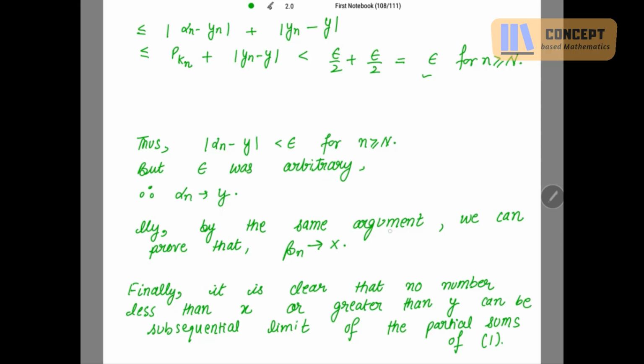Similarly, by the same argument, we can prove that beta n is tending to x. So finally, it is clear that no number less than x or greater than y can be a subsequential limit of the partial sums of the series. Right? Because alpha n is tending to y and beta n is tending to x. This is nothing but your subsequential limit because it is tending to some number. So no number less than x or greater than y can be a subsequential limit of the partial sums. So y is the supremum and x is the infimum.